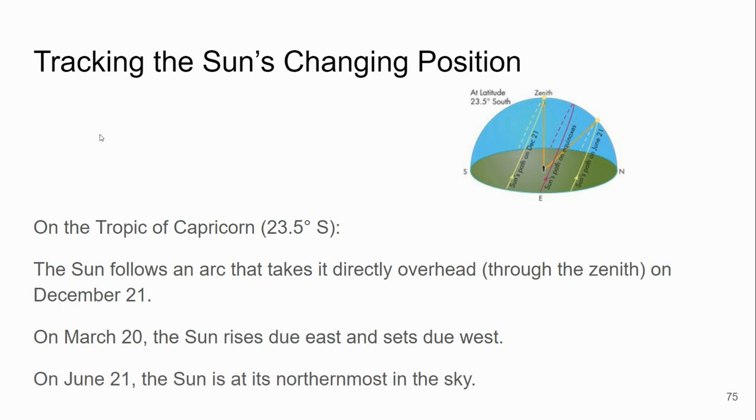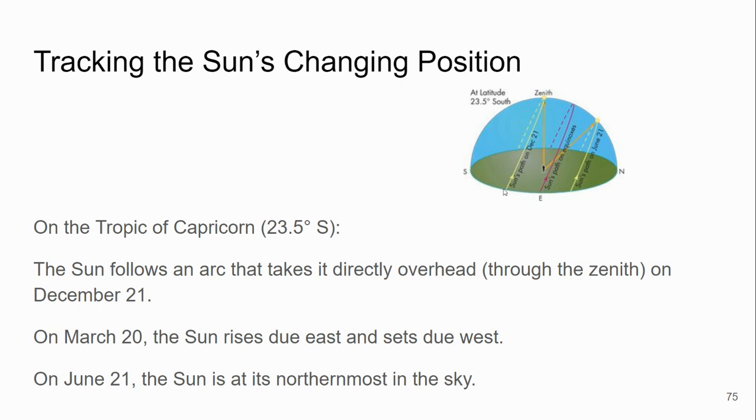If you're on one of the two special lines of latitude around the Earth, the northern one is called the Tropic of Cancer, and the southern one is called the Tropic of Capricorn. On one of the solstices at each of those locations, the sun will be directly overhead. So here we're looking at the Tropic of Capricorn. I wish the book had given us the Tropic of Cancer instead to do this with. But Tropic of Capricorn. So we're going to start on December 21st.